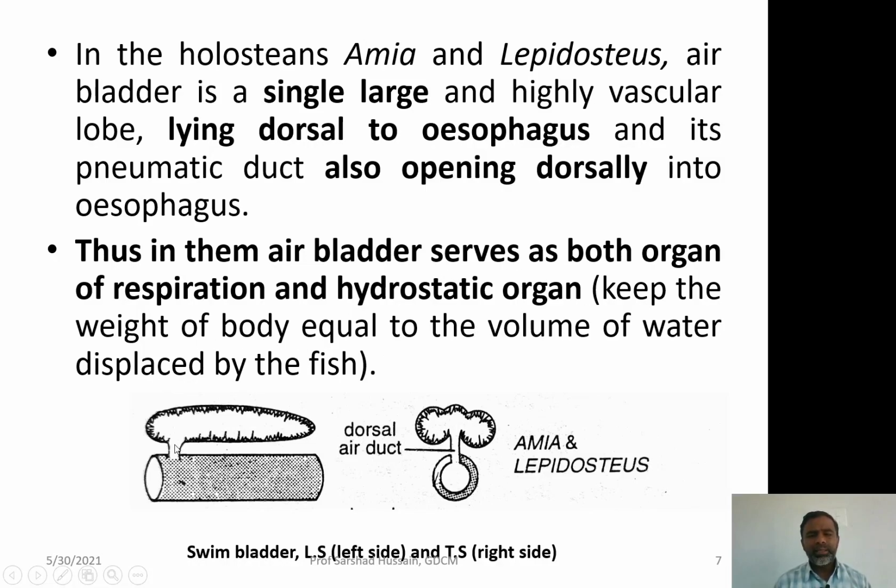In order to act as a hydrostatic organ, the air bladder must be on the dorsal side, because if it is on the dorsal side, it will lift the body very easily, and the gulped gases from the intestine will easily move inside the bladder. Once the gases are inside, and if it is vascularized, having a rich blood supply in the wall, then it may easily take up the oxygen for respiration. So, here it is both an organ of hydrostatic nature and an organ of respiration also.